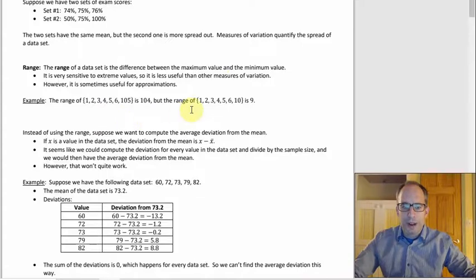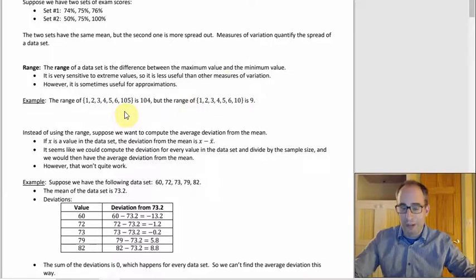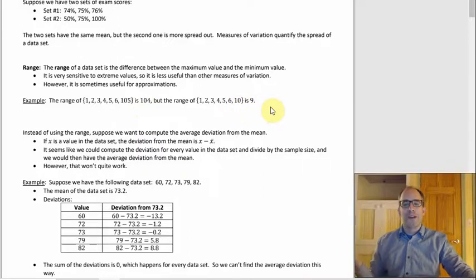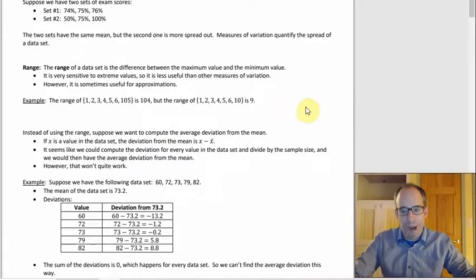But here, this is kind of illustrating that if you use extreme values, this is what's going to happen every once in a while. So the two data sets are the same, except this one has a 105 as the largest value, and this one has a 10. So if you figure out the range, where it's max minus min, this one's going to be 105 minus 1, which is 104. This one's 10 minus 1, which is 9. So those are vastly different, and those data sets are almost exactly the same. So that's why the range, just as a measure of variation by itself, is probably not the greatest thing to use.